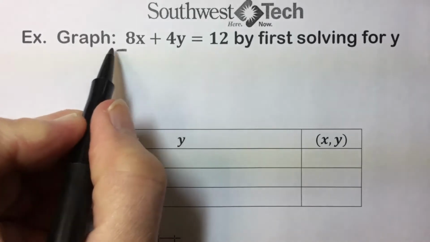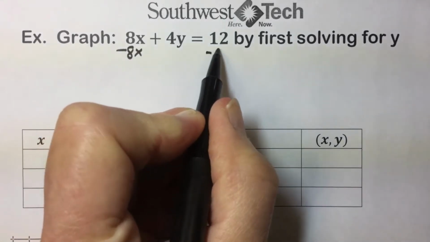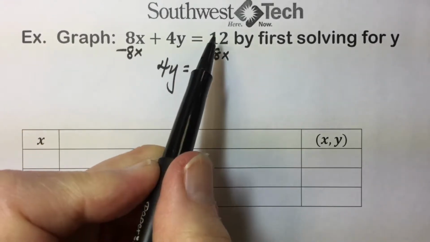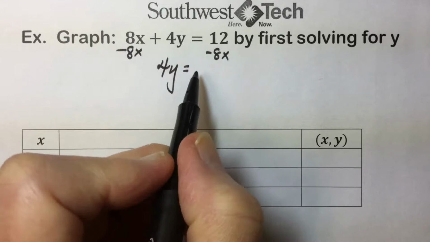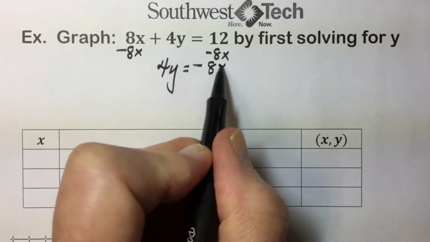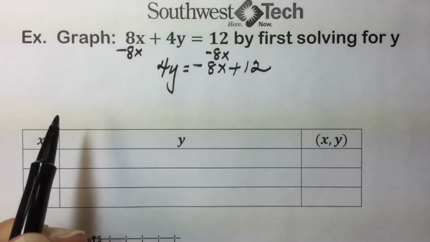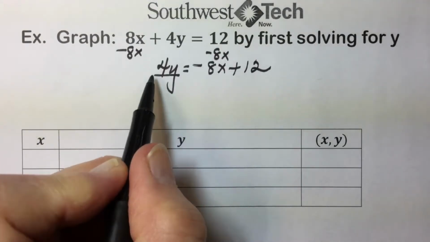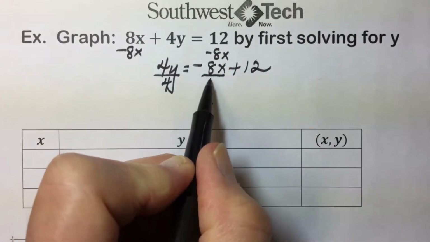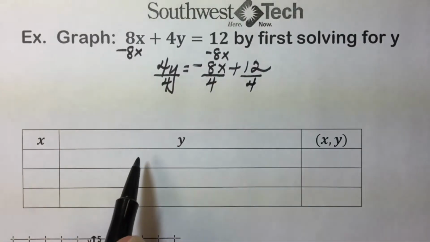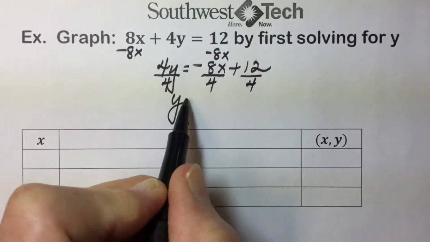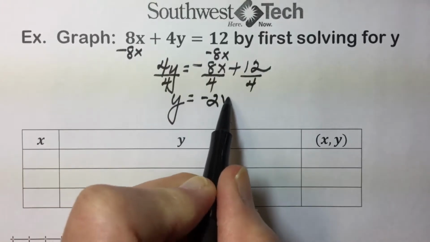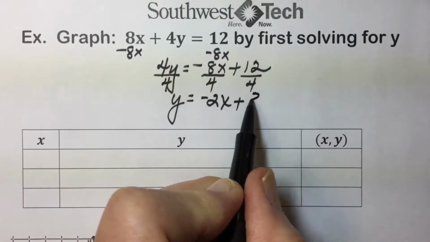To do that, I'll subtract 8x from each side. The 8x's cancel out, leaving 4y is equal to. Now these two terms are not similar, so I will just write negative 8x plus the 12. And then we want to get y by itself, which means a coefficient of 1. So to maintain equality, each term will be divided by 4. The 4's cancel out, leaving y equals negative 8 divided by 4 is negative 2x, and 12 divided by 4 is 3.